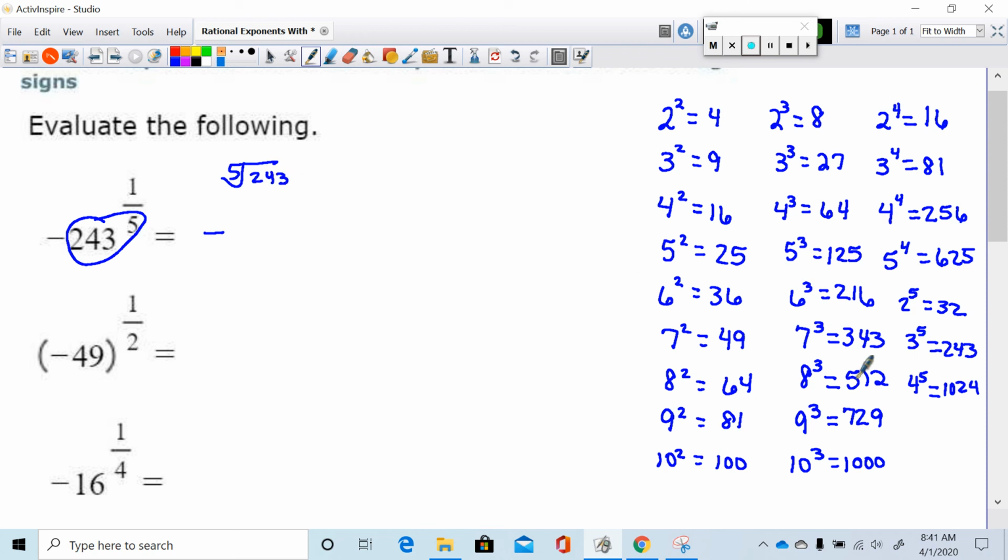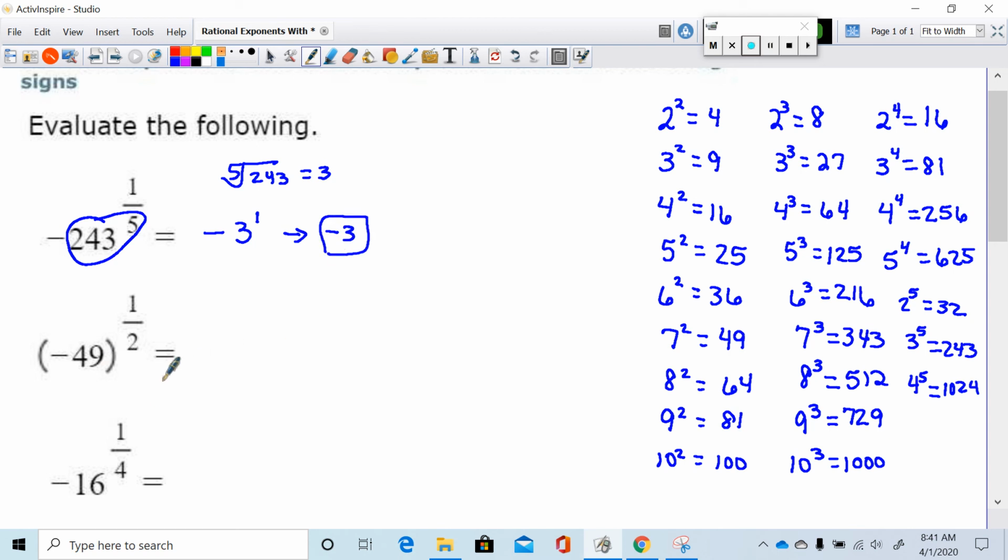So if you come over here to your list and you look under the fives, the exponents of 5, look for 243. So it's right here. The number out front is your answer. So the fifth root of 243 is 3. So that's what's going to go here, negative 3. Now for the numerator, it goes with that number. So it means you just have one negative 3.